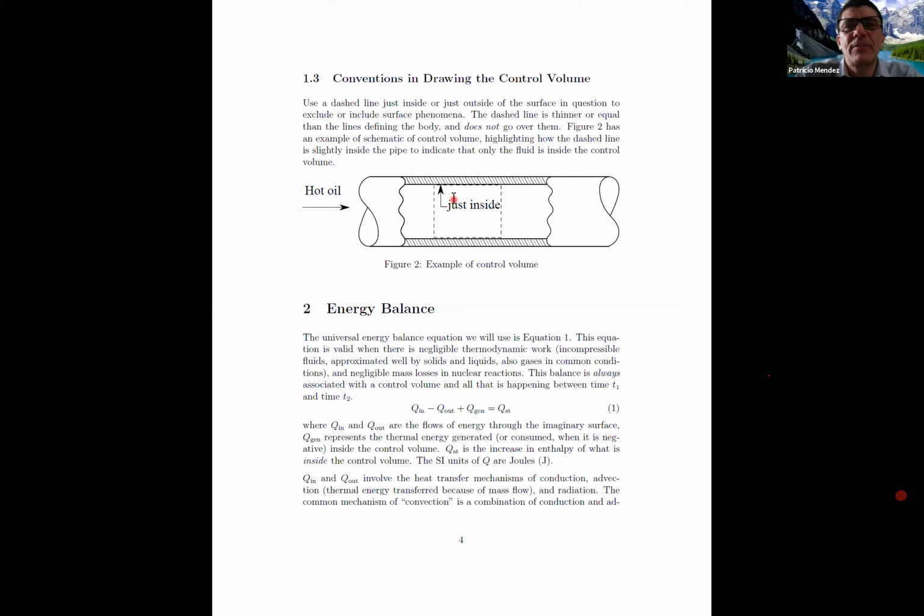Some other times it's crucial. For example, if you have melting right at the interface, you have a flow of energy related to the latent heat. We'll see what that is later. So if you put the line of the control volume on one side of the surface, you might be including the latent heat, and if you put it on the other side of the surface, you might not be including the latent heat. So that's the convention for making control volumes.